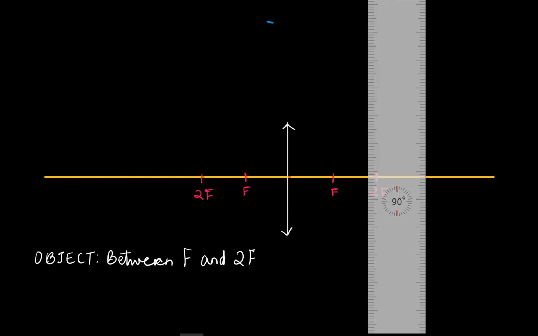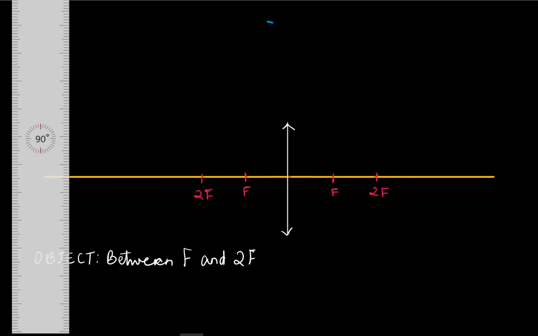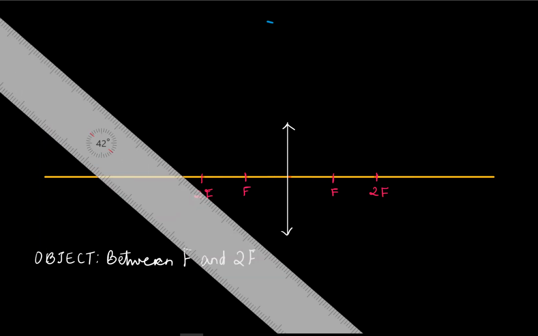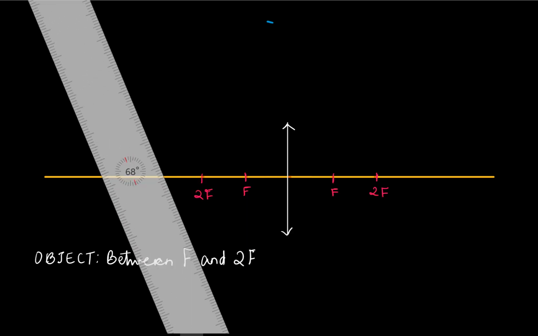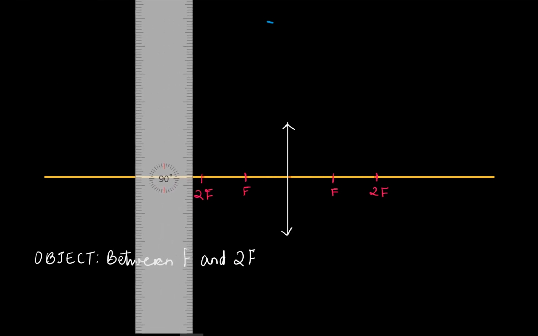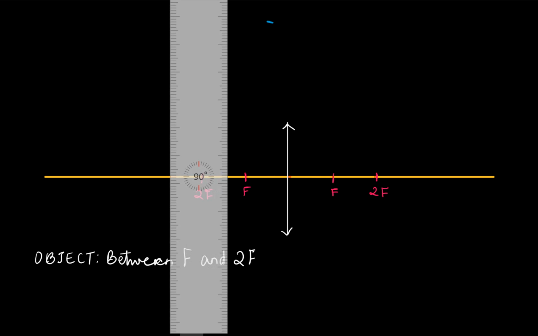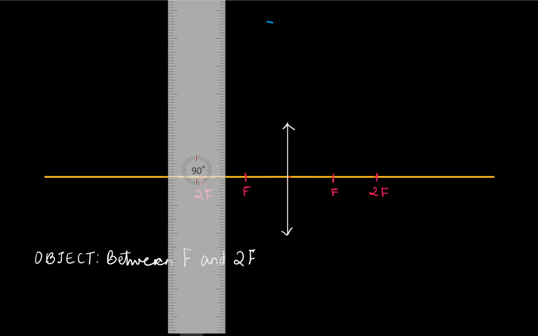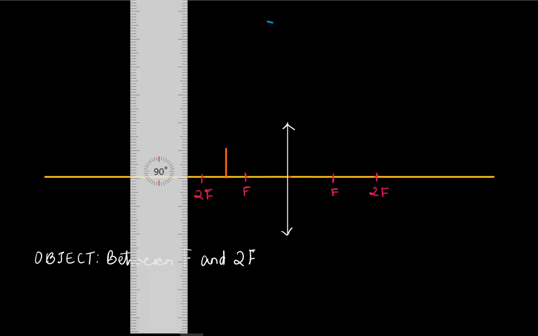So now I need to decide where my image is going to be. After drawing the ray diagrams, we'll be able to find. So the first thing you know that you're going to draw is your object, which is between F and 2F this time. So I'm going to draw my object. So this is my object.